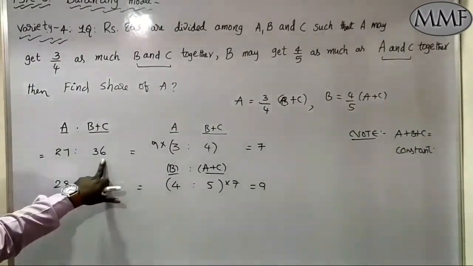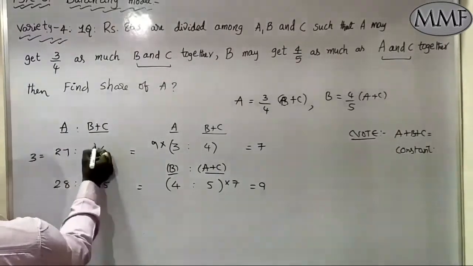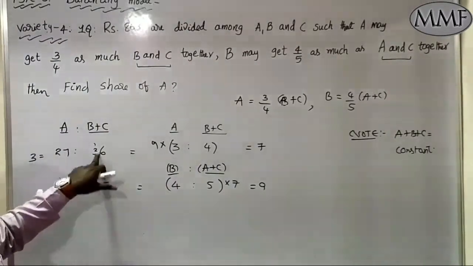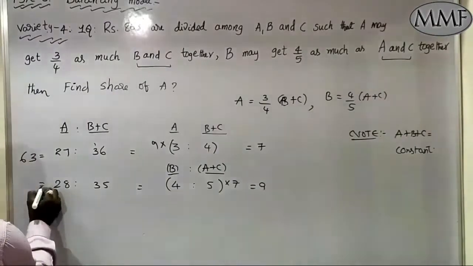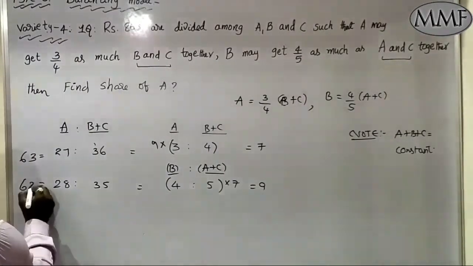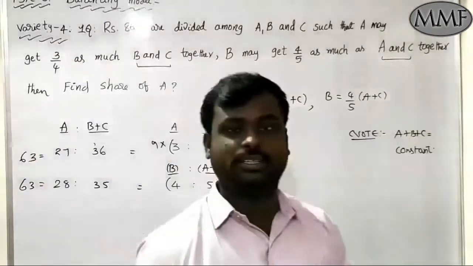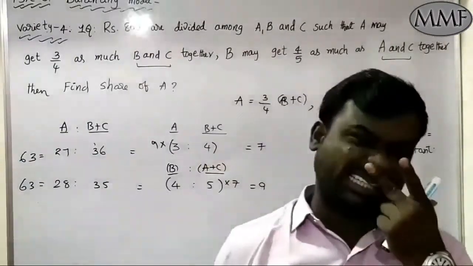Now see here, sum: 27 plus 36, that is 63. Again 28 plus 35, it is also 63. Are you getting the same sum, A plus B plus C? Yes. Then we can solve it easily.